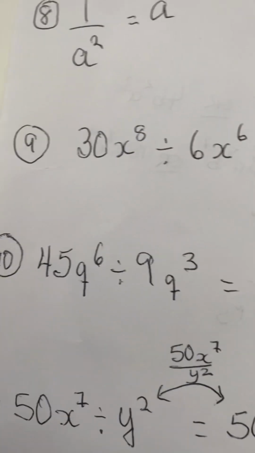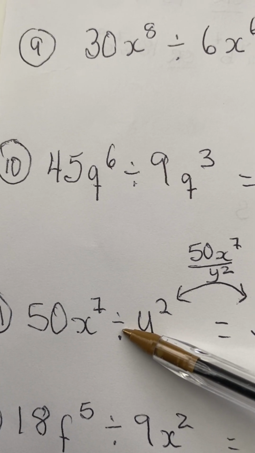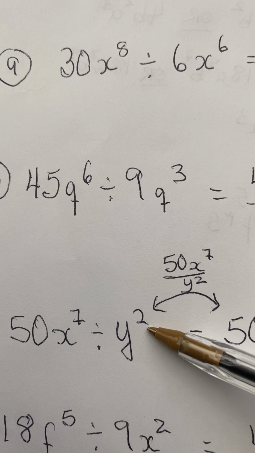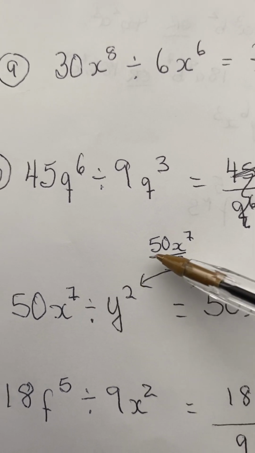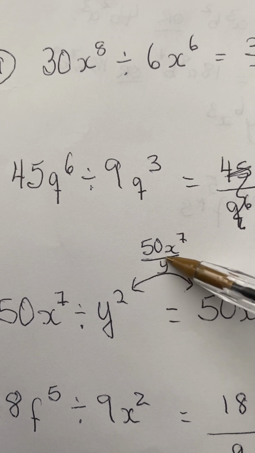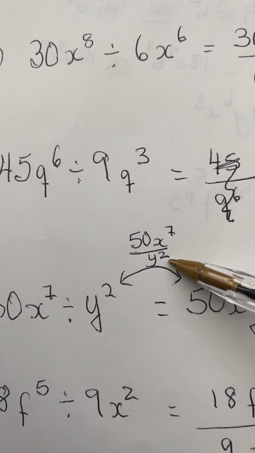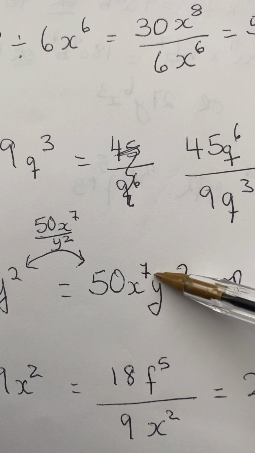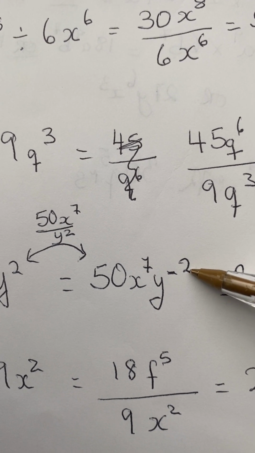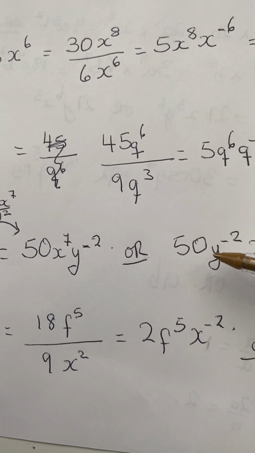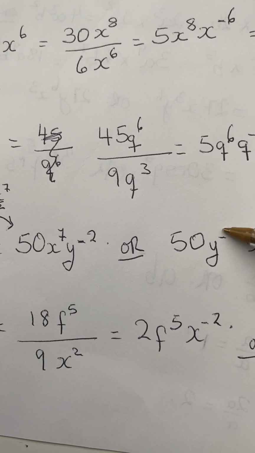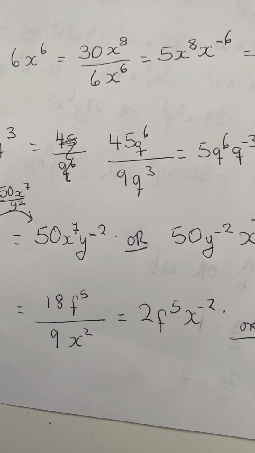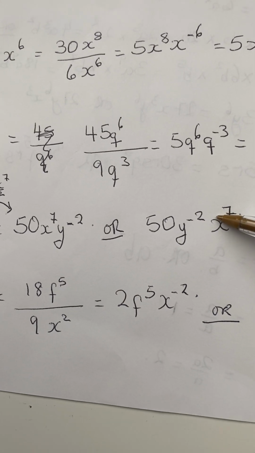Okay, let's go to the next question. So 50x to the power 7 divided by y to the power 2. Now, it will be 50x to the power 7 y to the power minus 2. Or you can also write it 50 y to the power minus 2 x to the power 7. It's the same thing. So this is right, and that is also right.